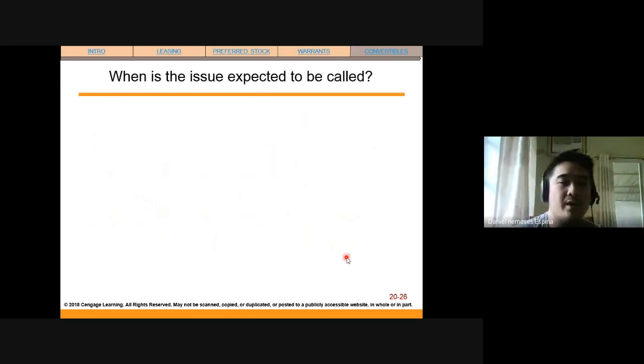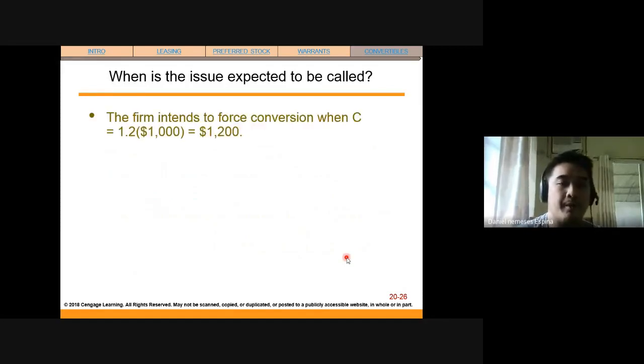When is the issue expected to be called or paliton? The firm intends to force conversion when its conversion value is $1,200. So kung maabot og $1,200, the company may opt to buy the shares.